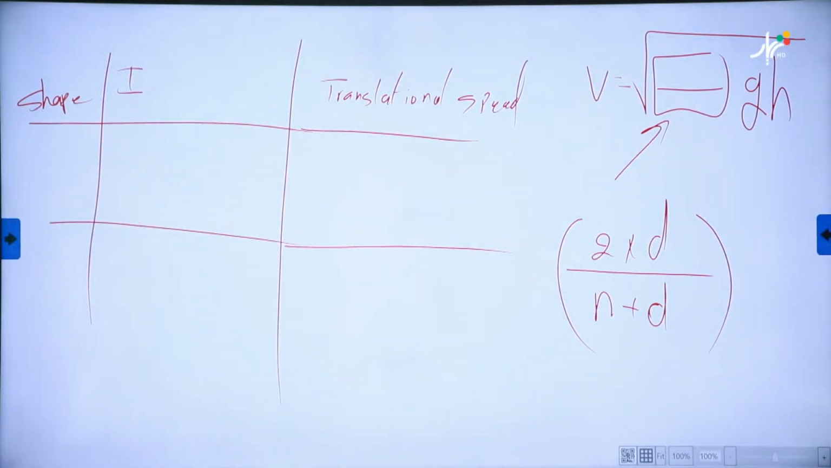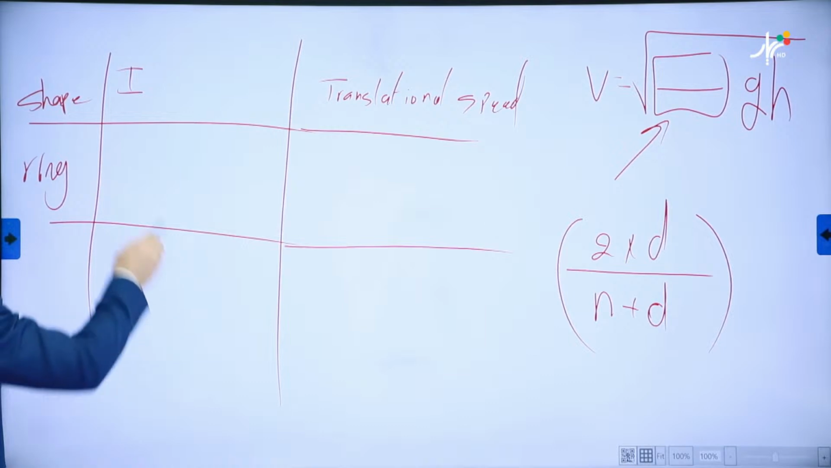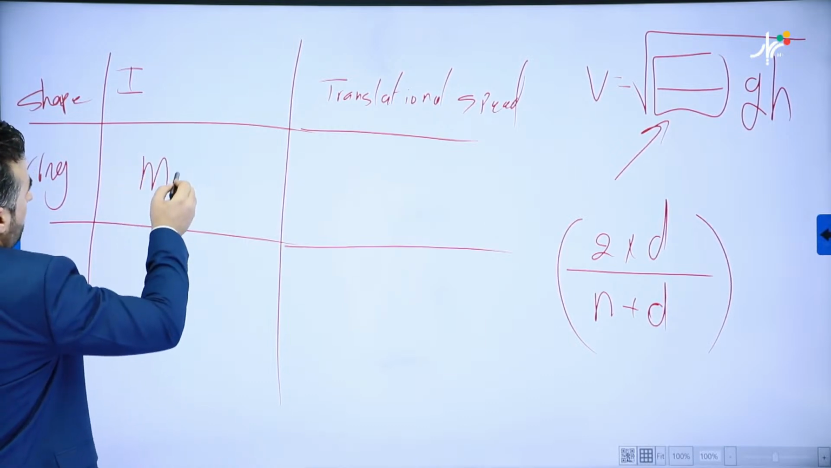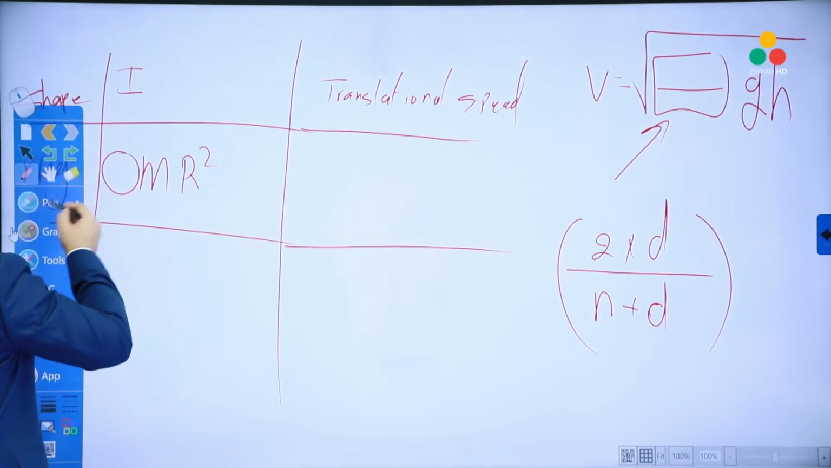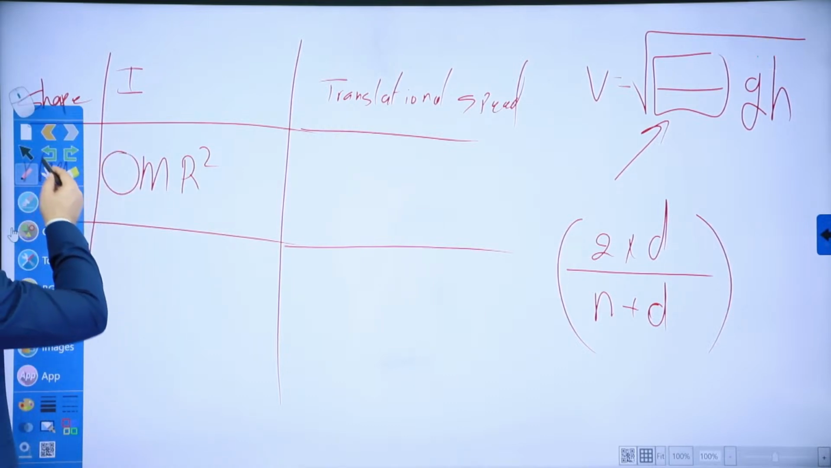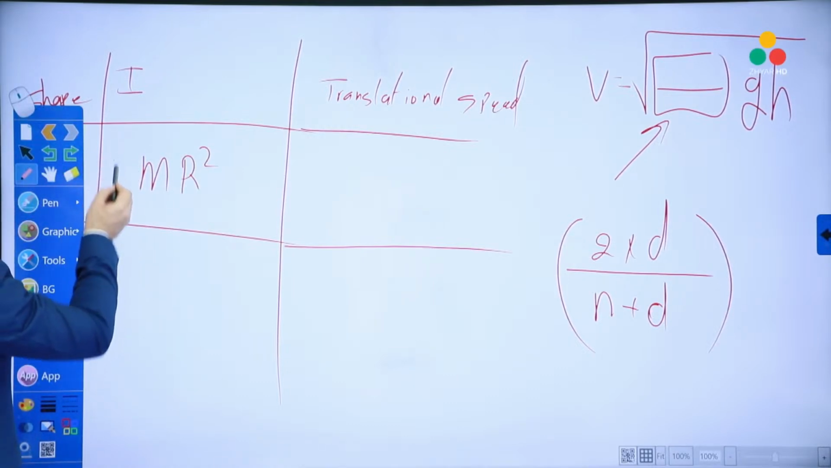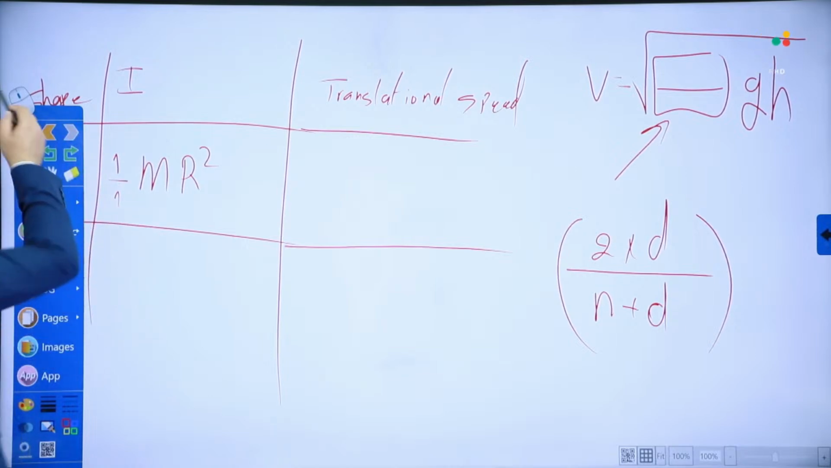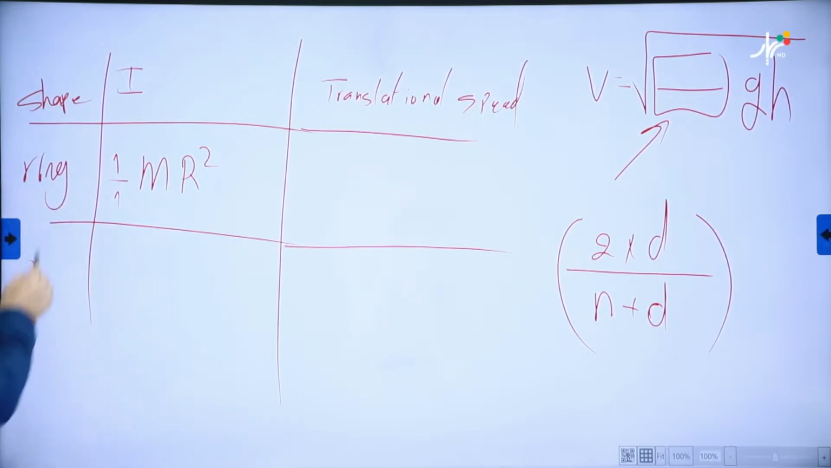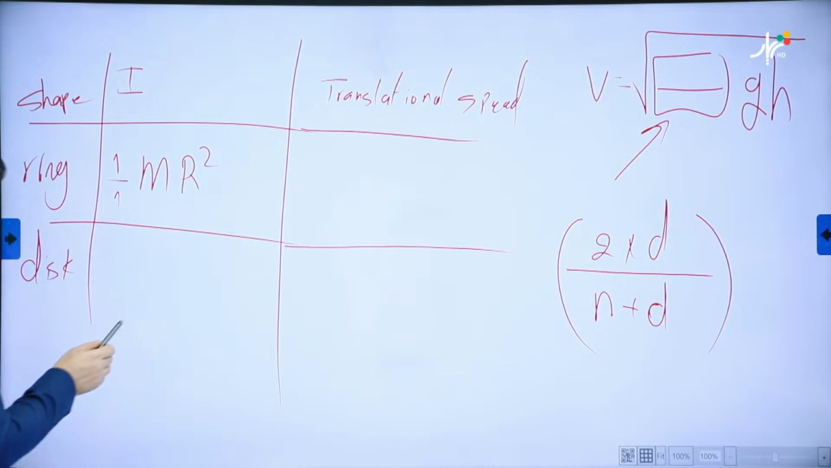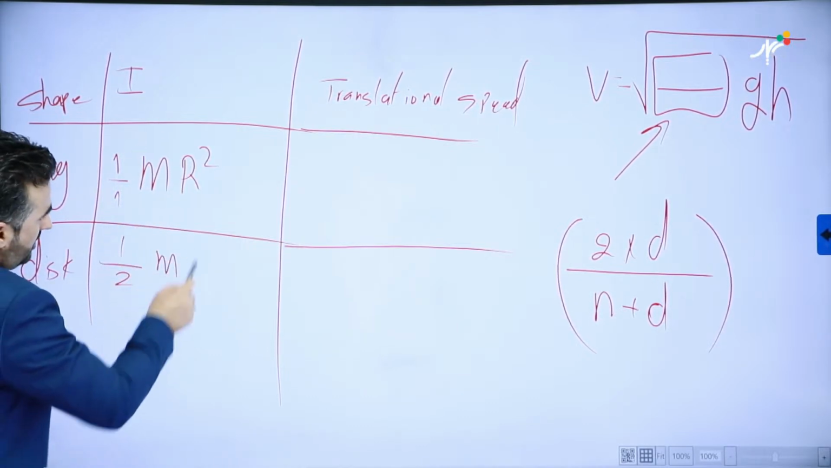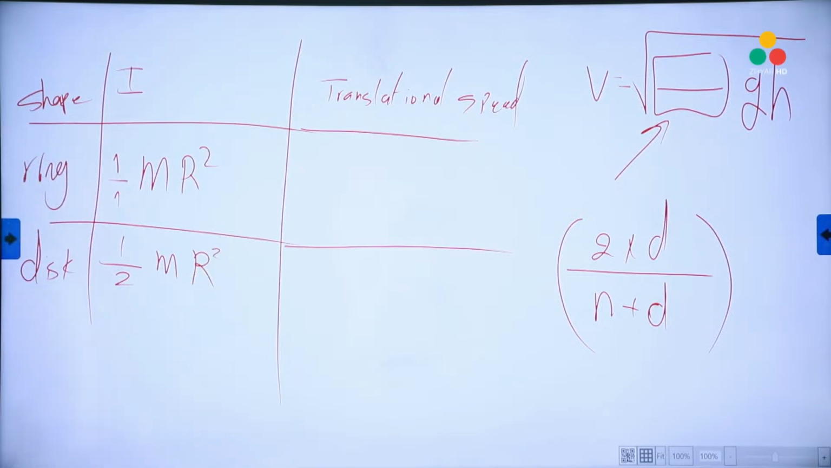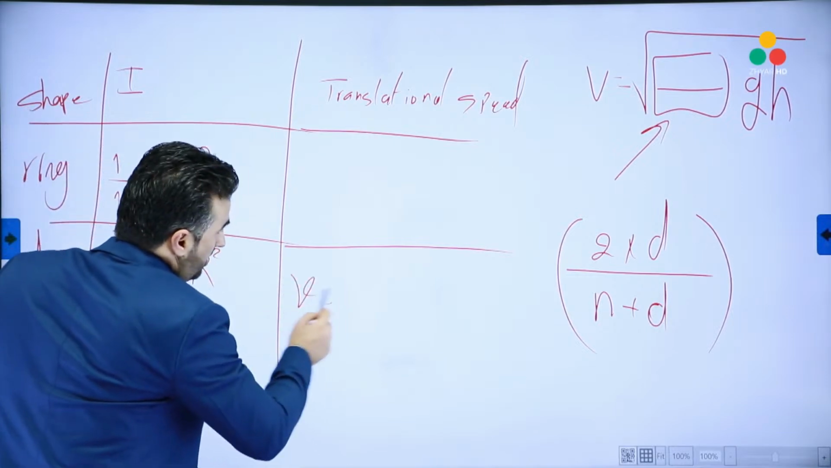Let me show you what I mean. For example, let's say we have a ring. What is the moment of inertia of a ring? You already know that it is mass times the radius squared. So the factor here is 1, and can I say 1 over 1? I think I should have started with a disk first. The moment of inertia of a disk is 1 over 2 times mass times the radius squared. Now, for the translational speed, we're going to write this equation.